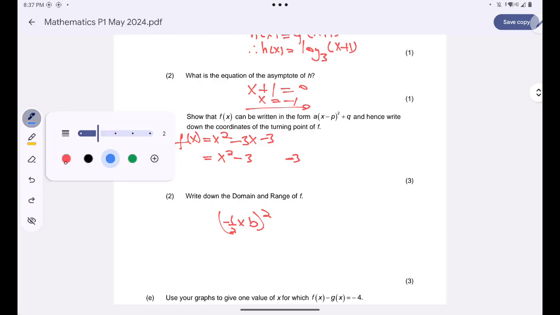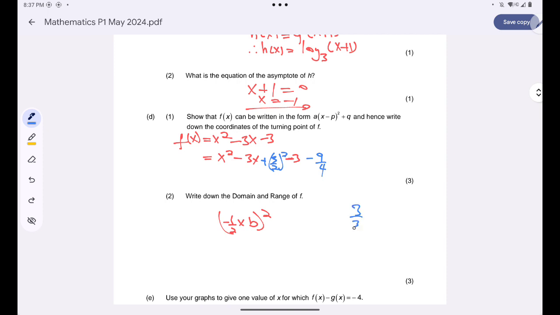So whenever I complete my square, I'll simply say plus negative a half multiplied by negative 3, all squared, which is positive 3 over 2 all squared. But whatever I add, I must subtract again. So this will give me 9 over 4. Remember that negative 3 over 2 squared is simply 9 over 4. And then I'll simply have x and the square there.